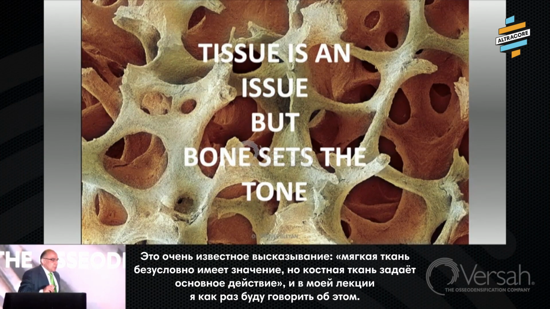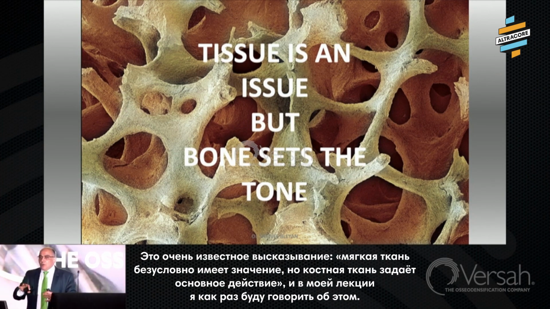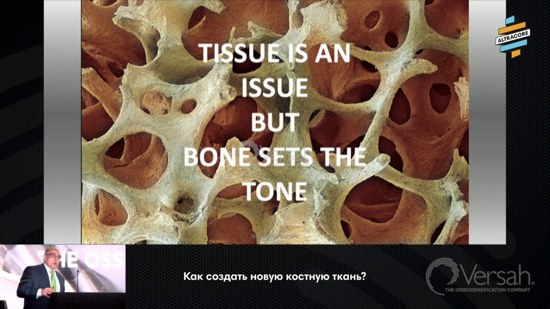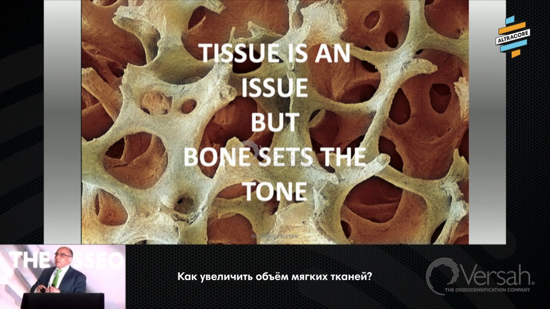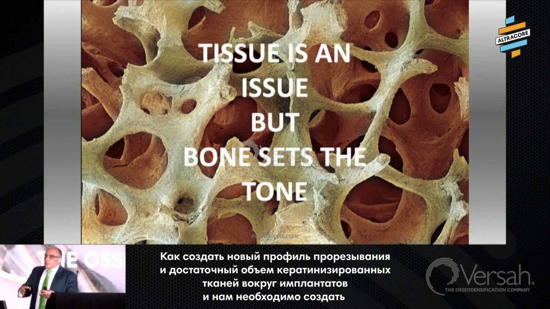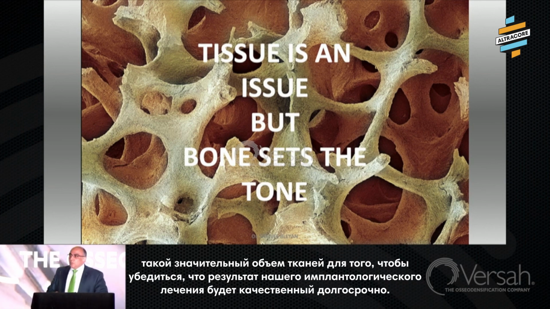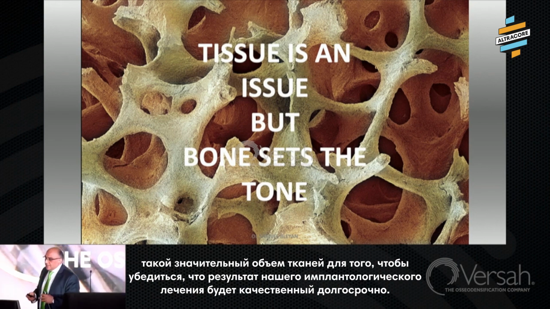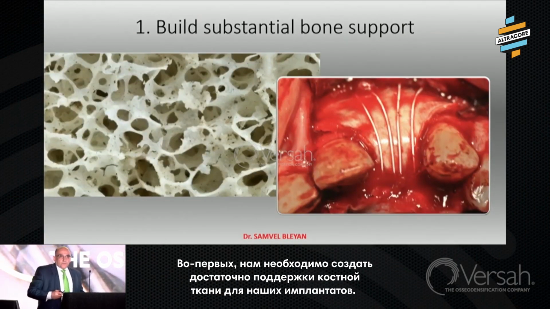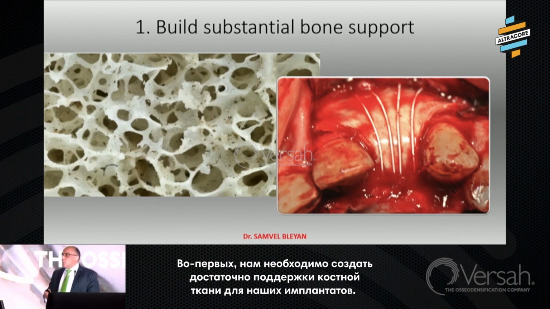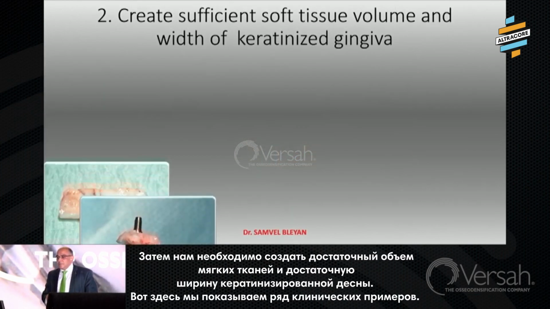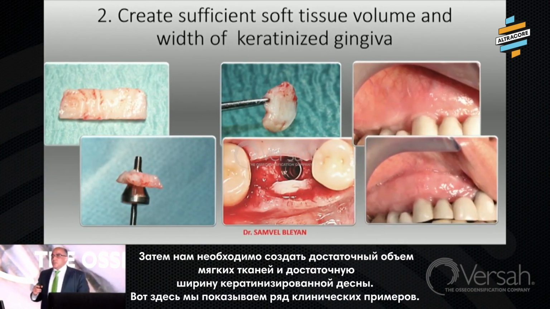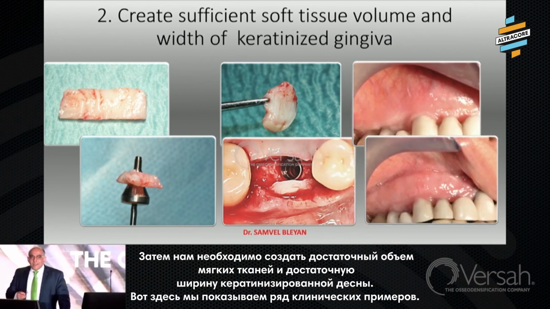This is well-known. Tissue is an issue, but bone sets the tone. And my lecture will go around all this stuff: creating new bone, enhancing soft tissue, creating new emergence profile, surrounding our implants with enough keratinized tissue to be sure that the result will be long-lasting. So first of all, we have to build substantial bone support for our implants. Then we have to create sufficient soft tissue volume and the necessary width of keratinized tissue.